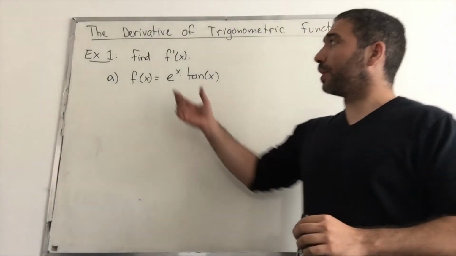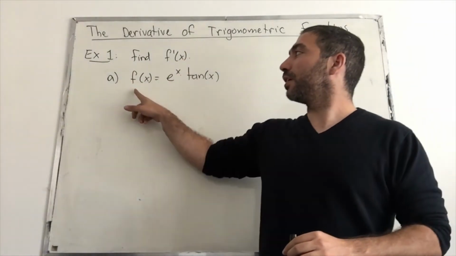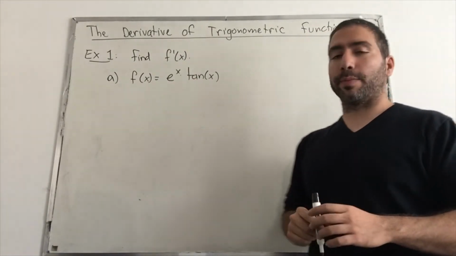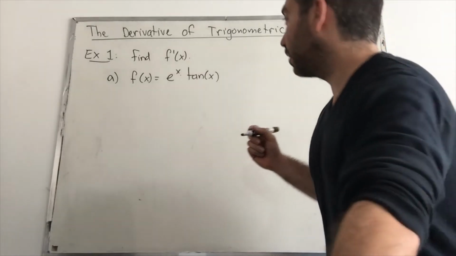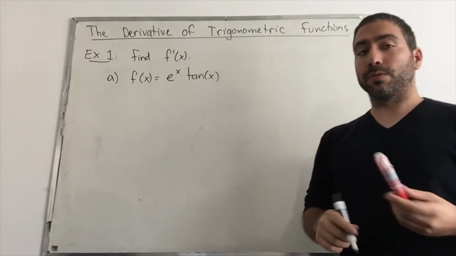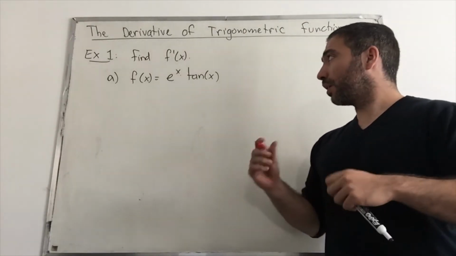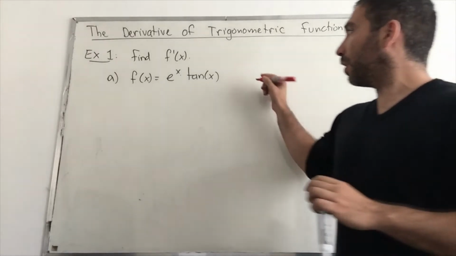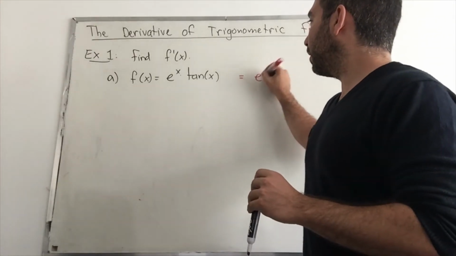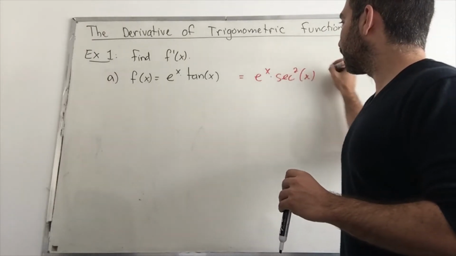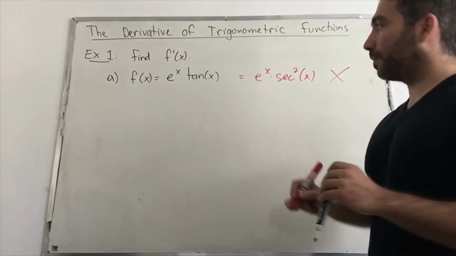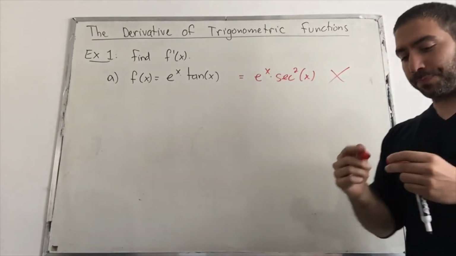Okay, so in this example here, it says to find f prime of x, where f of x is e to the x times tan of x. So let's go ahead and take the derivative. I'll let you pause the video and try this on your own. So if you got the answer e to the x times secant squared x, this is wrong. Okay, so be very careful.